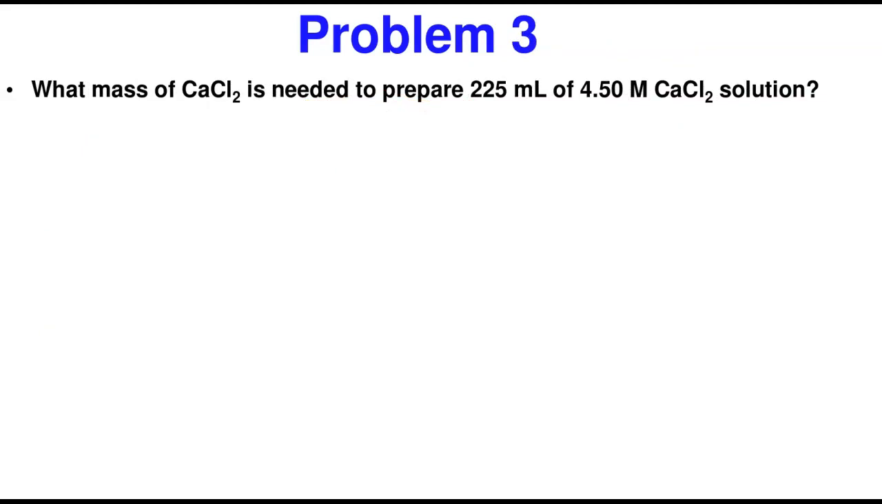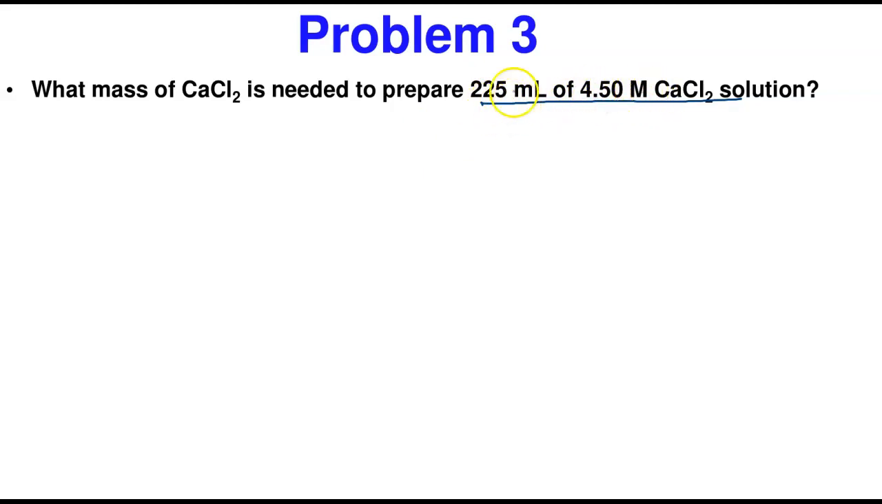It says, what mass of calcium chloride is needed to prepare 225 mL of this solution? Go back to my red. So what are we going to do? First of all, we're looking for the mass, right? That's what we're looking for. And if you're going to get the mass, you need the mole first. So we can get the mole from these two.